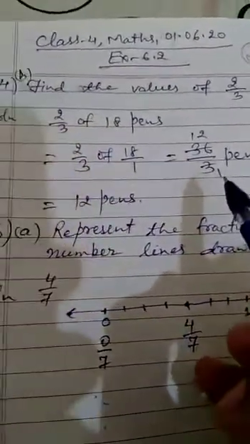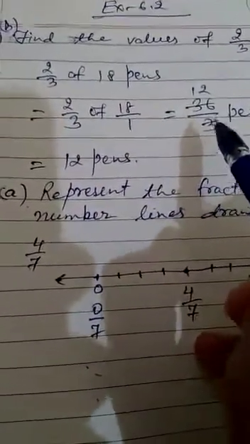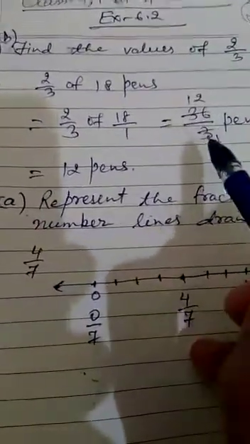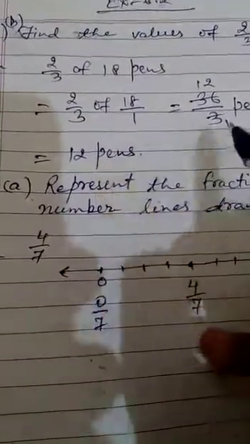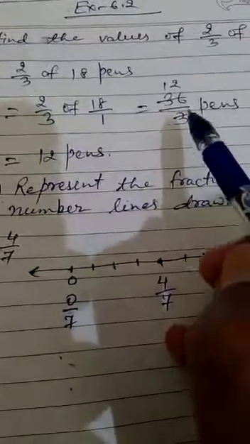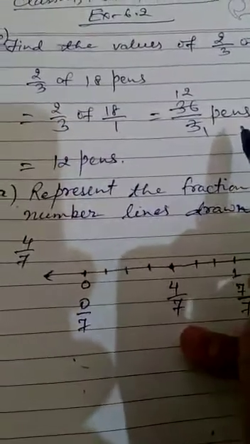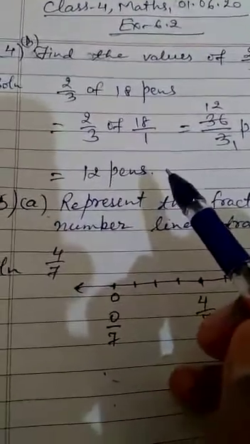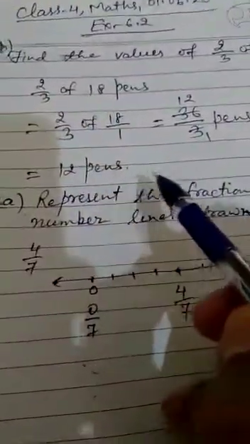Now we will divide 36/3, and we know that 36 is exactly divisible by 3. So we can divide like this here, directly, or we can divide in the rough work, and the answer we can write here. 3 ones are 3, then 3 twos are 6. So after dividing, we have got 12 pence. So the answer we will write here: 12 pence. So the value of 2/3 of 18 pence is equal to 12 pence.